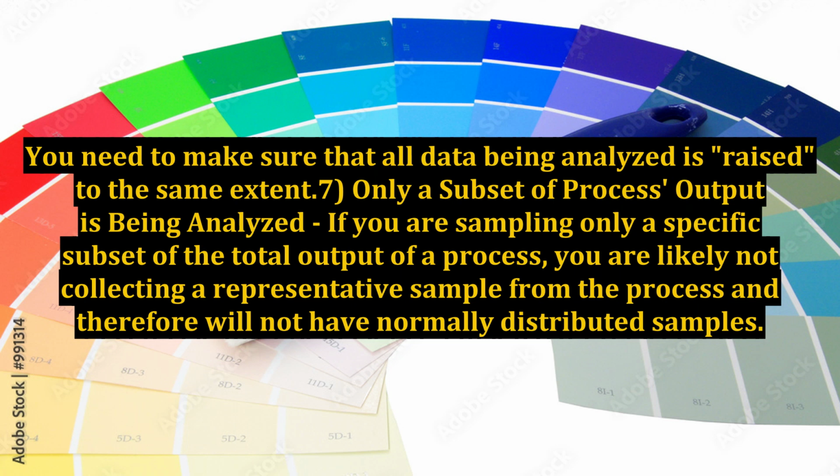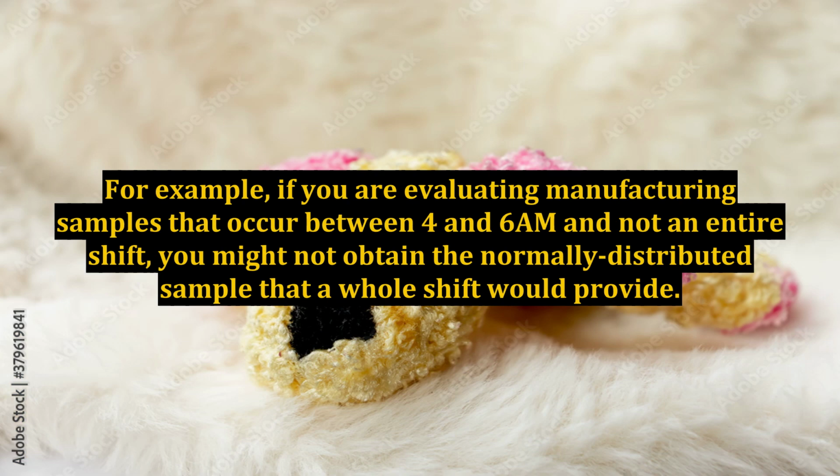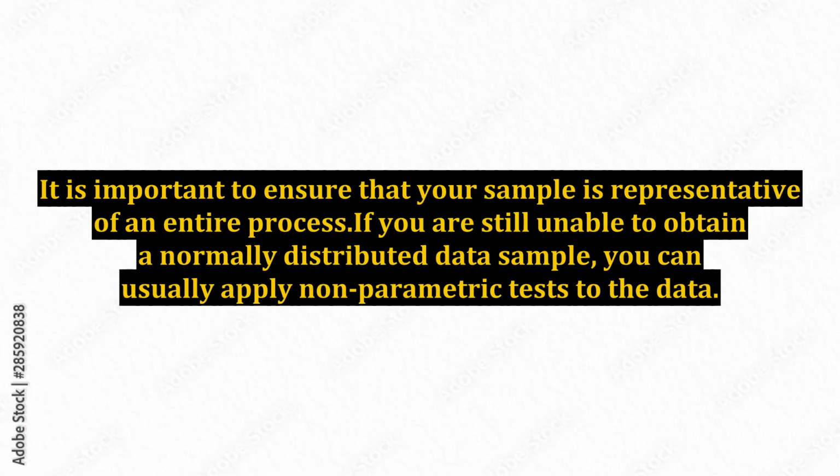Point 7. Only a subset of process output is being analyzed. If you are sampling only a specific subset of the total output of a process, you are likely not collecting a representative sample from the process and therefore will not have normally distributed samples. For example, if you are evaluating manufacturing samples that occur between 4 and 6 a.m. and not an entire shift, you might not obtain the normally distributed sample that a whole shift would provide. It is important to ensure that your sample is representative of an entire process.